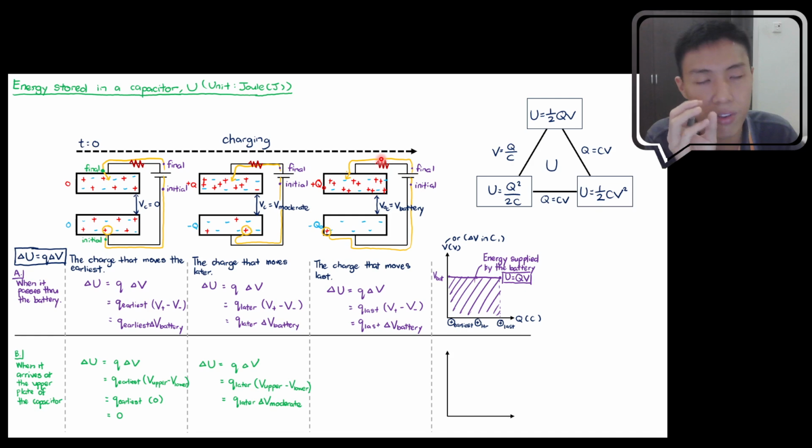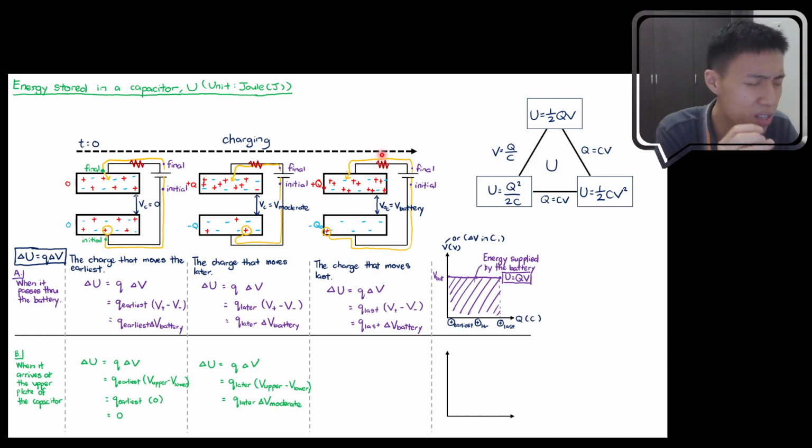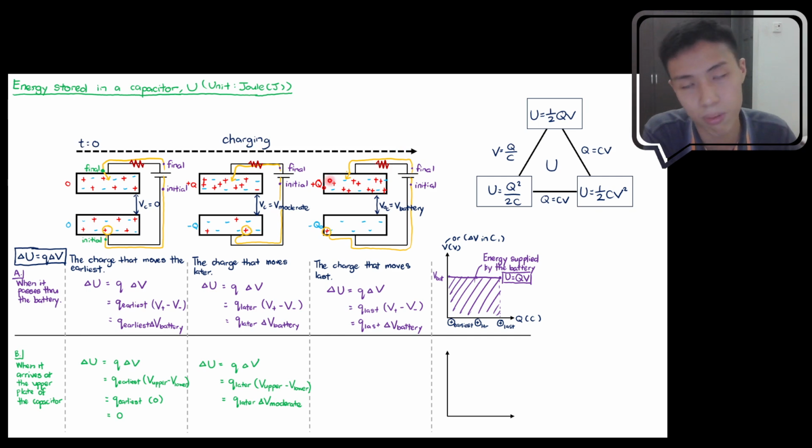The resistor receives energy gradually decreasing to 0. The last charge moving over here will practically give no energy to the resistor at all. The whole energy that is supplied by the battery will all be carried into the capacitor. Okay, why is it so?